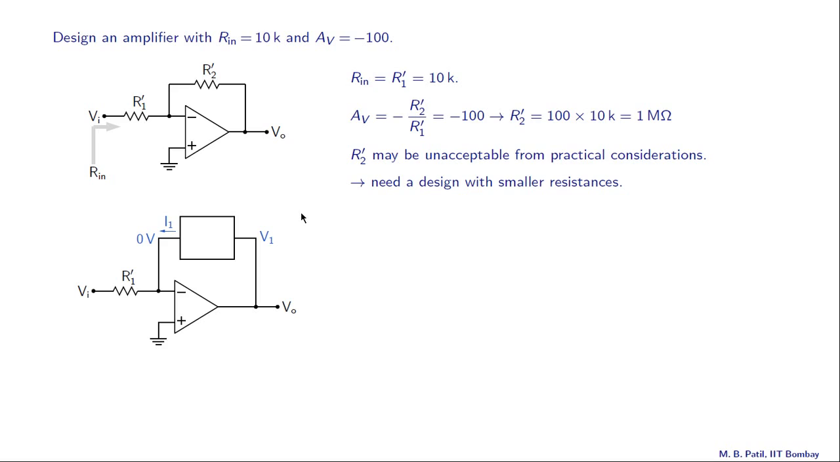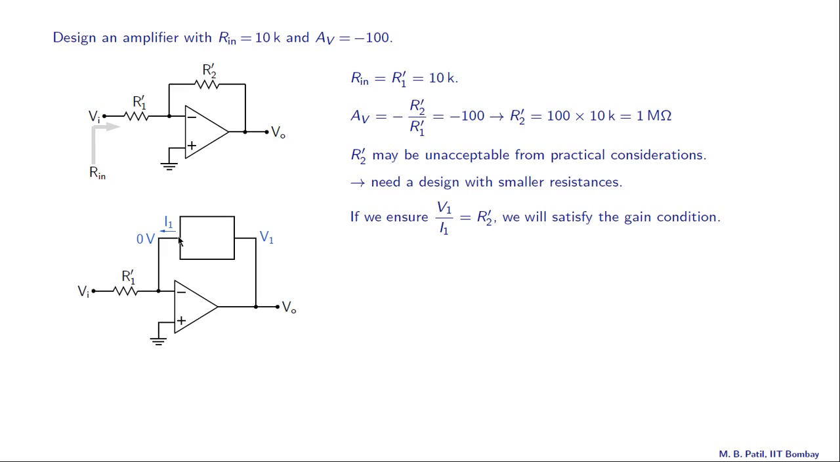So we modify the circuit. We put a black box here instead of R2 prime. And what should that black box do? The same thing as what R2 prime does here. What does R2 prime do? If I call this voltage V1, this is of course the virtual ground, and this current as I1, then V1 divided by I1 should be R2 prime, which is 1 meg.